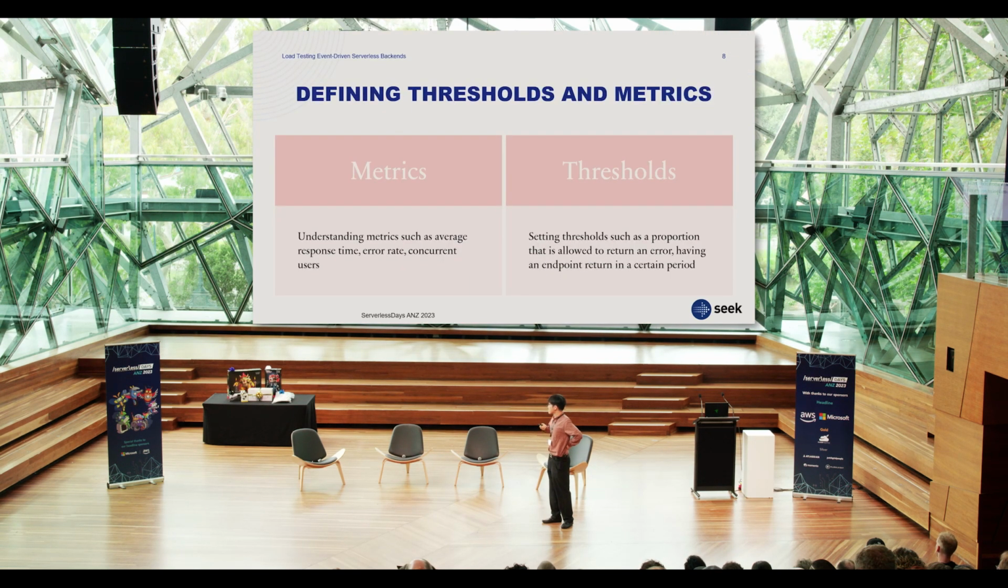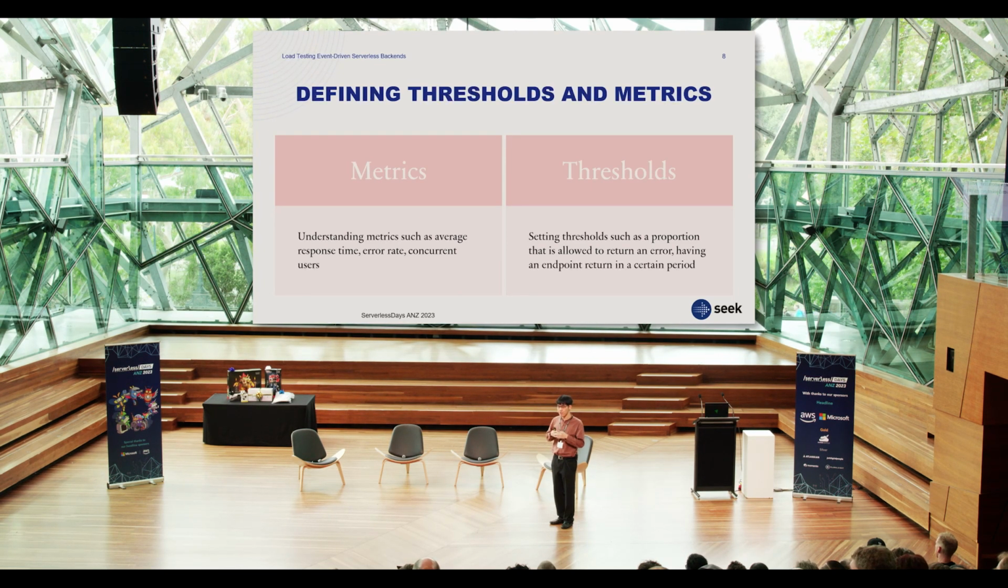So we're getting into some technical stuff, terminology for a bit. But it's very important to define the difference between a metric and a threshold. Within load testing, these are two things that we will encounter a lot. Metrics are things like average response time, error rate, concurrent users. More or less the KPIs that you use to measure how well your performance is under a certain environment.